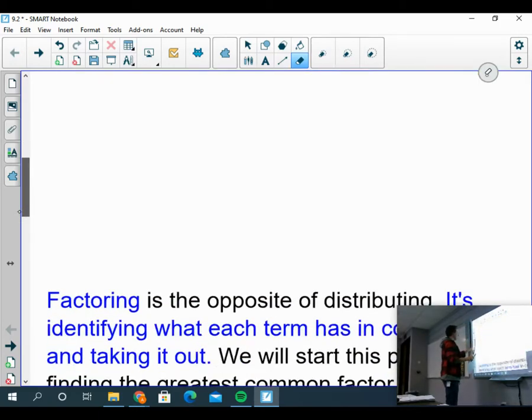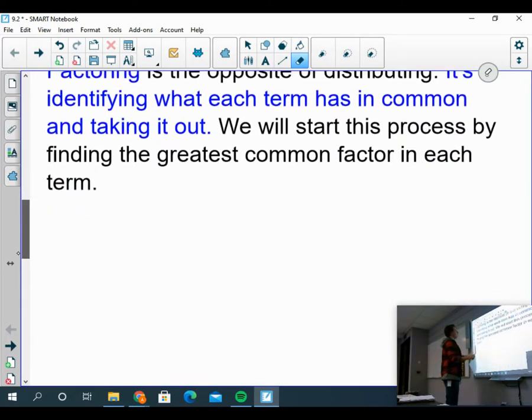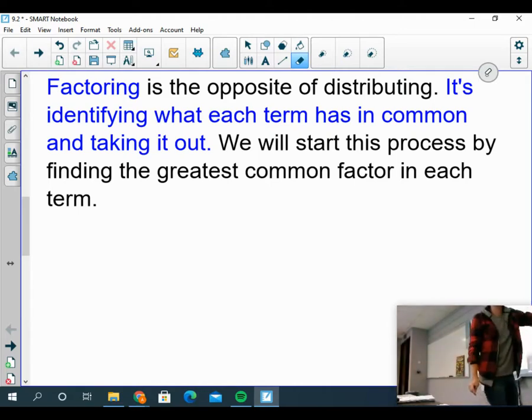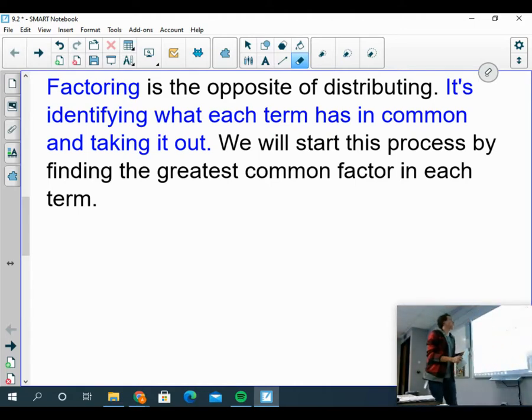So we handled our simplification, but now we're going to enter something called factoring. And for factoring, I would want you to write the definition down. Factoring is the opposite of distributing. Whereas in distributing, we take something outside the parentheses and distribute it to whatever's inside the parentheses, factoring is identifying what each term has in common and taking it out.